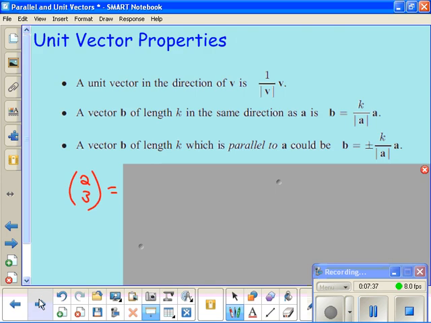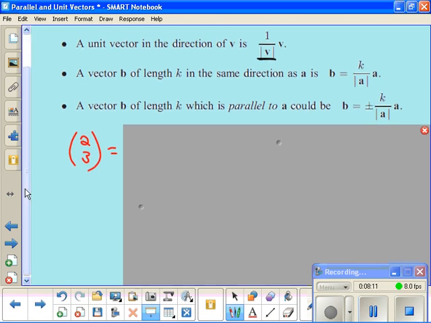Continuing. Unit vector properties. Now this is again talking about the unit vector length of 1, not unit vector form. We can convert or find a unit vector for any vector. We can convert it to a length of 1 simply by taking 1 over the magnitude of the vector times the actual vector. So 1 over the magnitude times the vector gives us a unit vector.